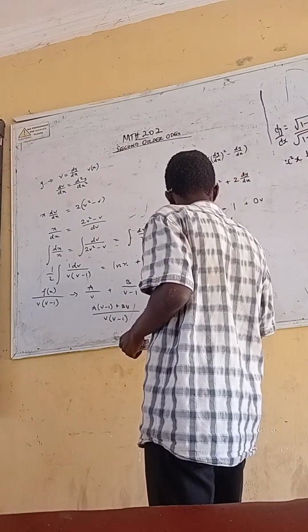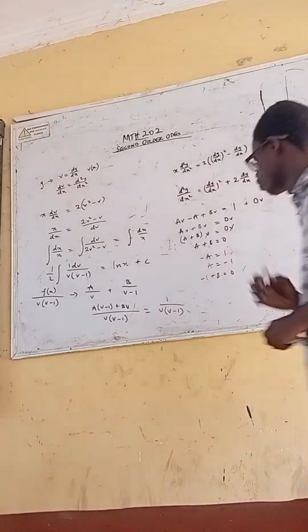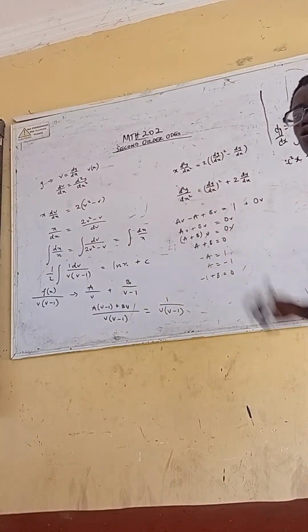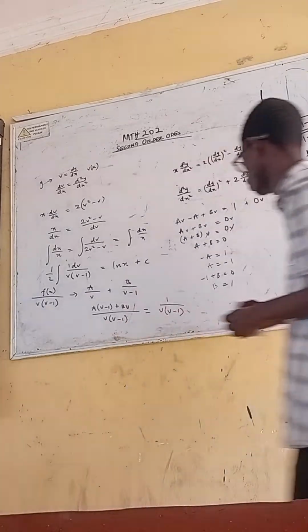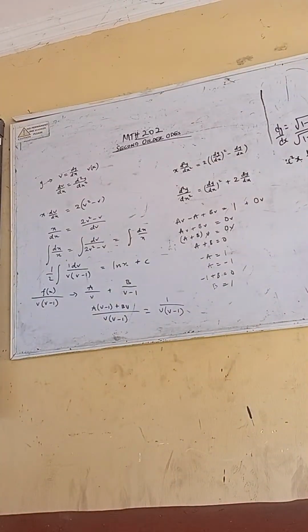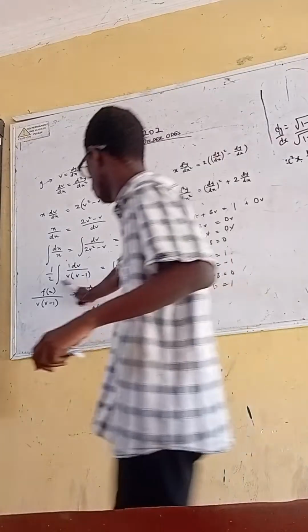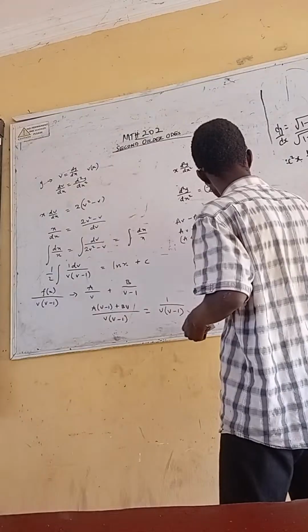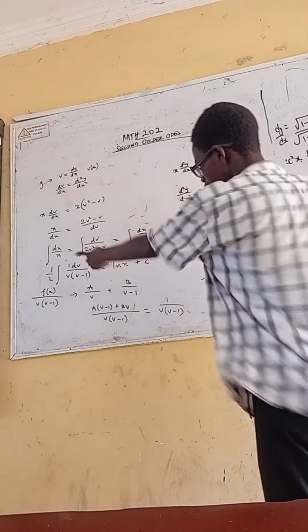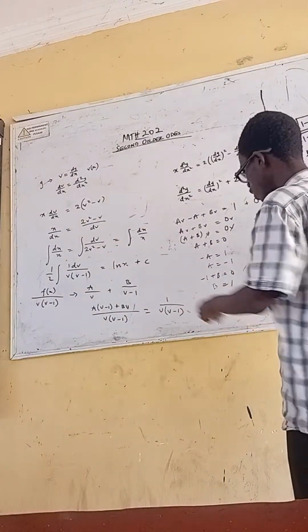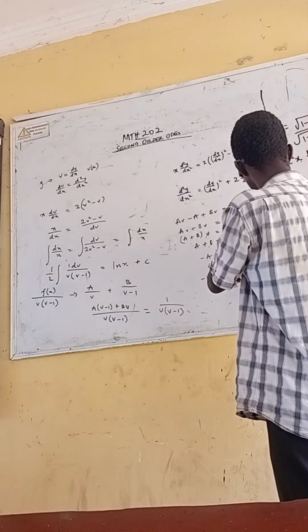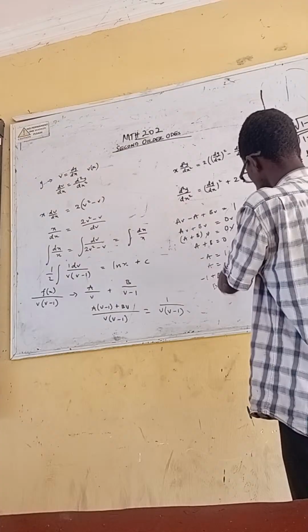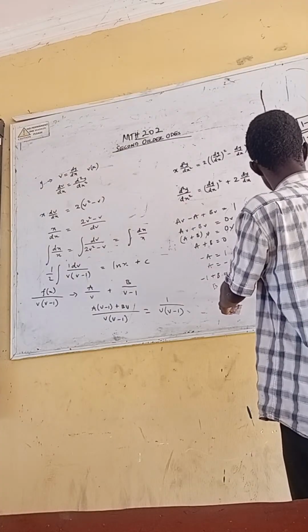Minus 1 plus b equals 0, since a is minus 1. It means b equals 1, so b equals 1 and a equals minus 1. So I can now rewrite this integral as 1 over 2 integral of, instead of writing 1 over whatever, you now write a over v, which is minus 1 over v, plus b over v minus 1, which is 1 over v minus 1.